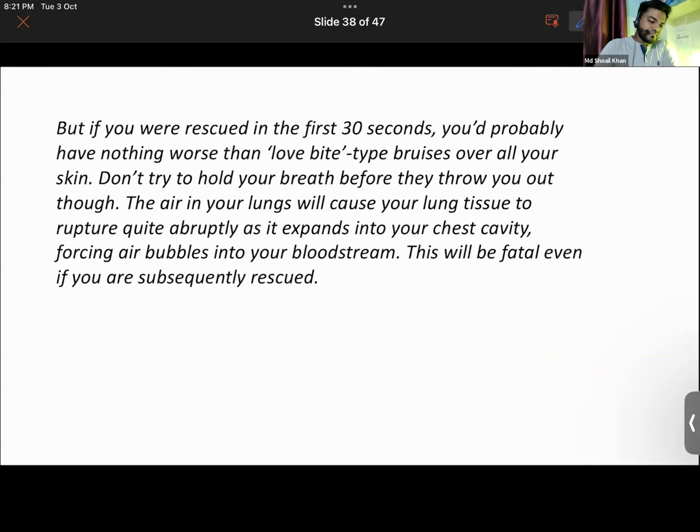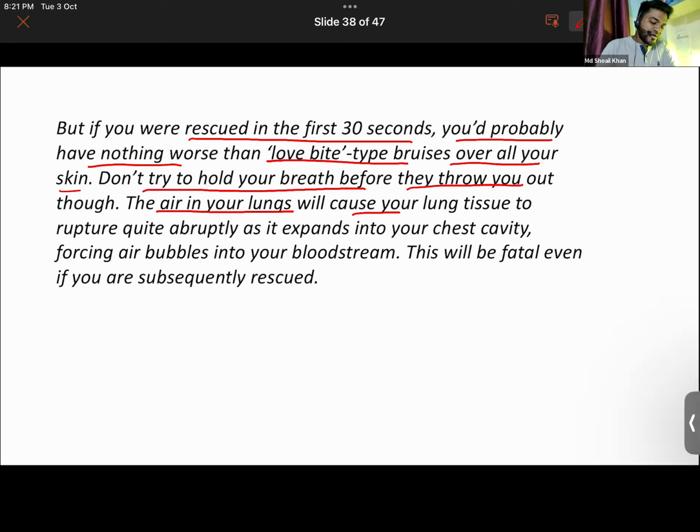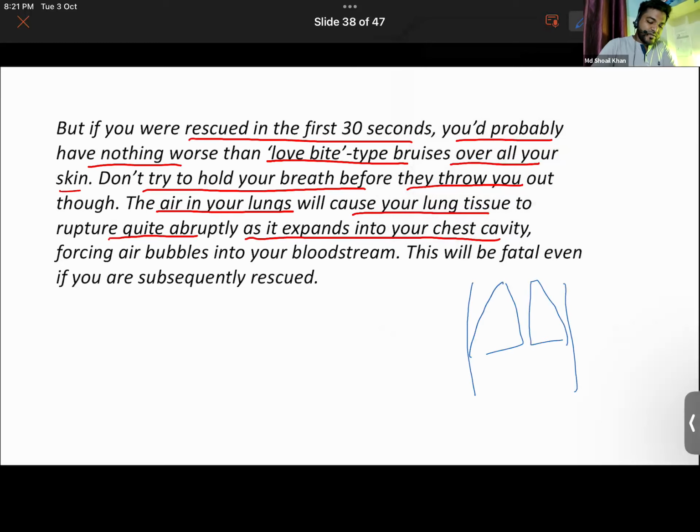Okay, look here, what I was saying: even if you were rescued in the first 30 seconds, you'd probably have nothing worse than love bite type bruises over all your skin. Don't try to hold your breath before they throw you out, though. The air in your lungs will cause your lung tissue to rupture quite abruptly as it expands into your chest cavity. This is the chest cavity of the person. Here the pressure is more, high pressure is there, while in the surrounding there is almost low pressure or no pressure.